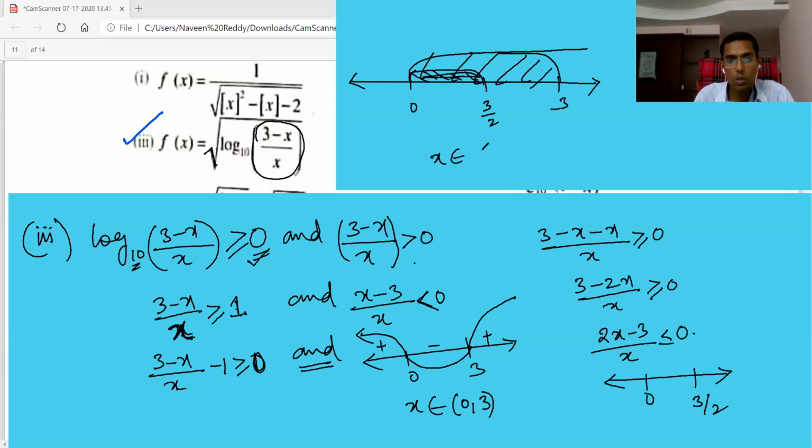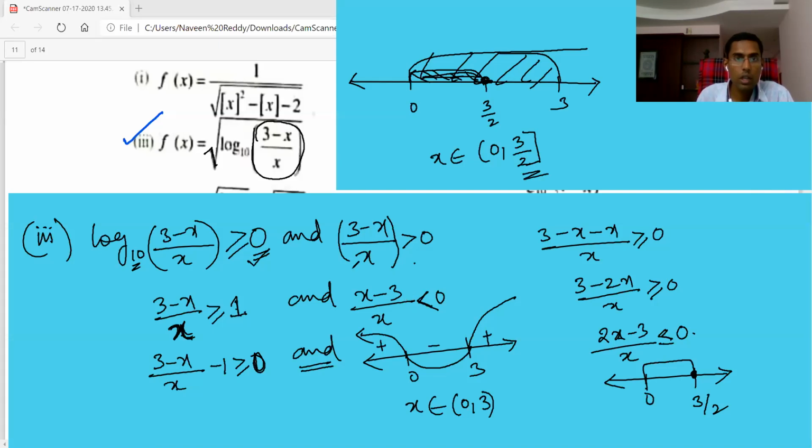Therefore, x belongs to 0 to 3 by 2, where 3 by 2 can be included. Understand, 3 by 2 is included, but 0 cannot be included, as it is undefined. For 3 by 2, it becomes 0, which is allowed. So 0 to 3 by 2 is your answer.